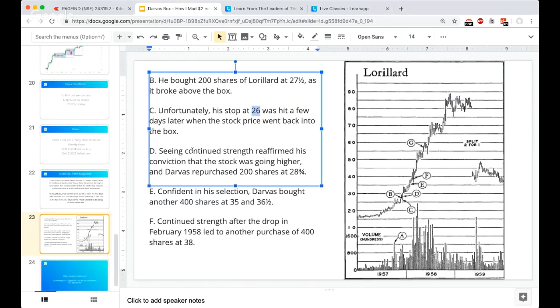Isn't that amazing? Then at D, he saw, hey, the market's again gone above the box. He bought it again at 28. So clearly, he's a confident man following his strategy. And he bought another 400 shares at 35. So he would add also.